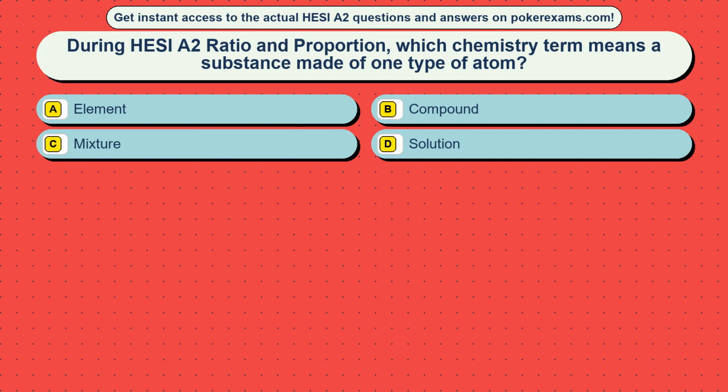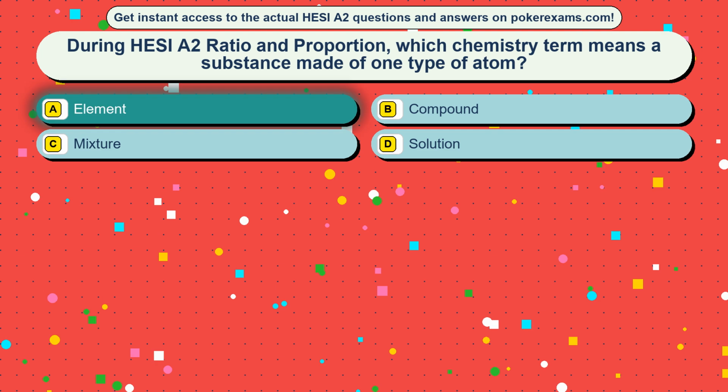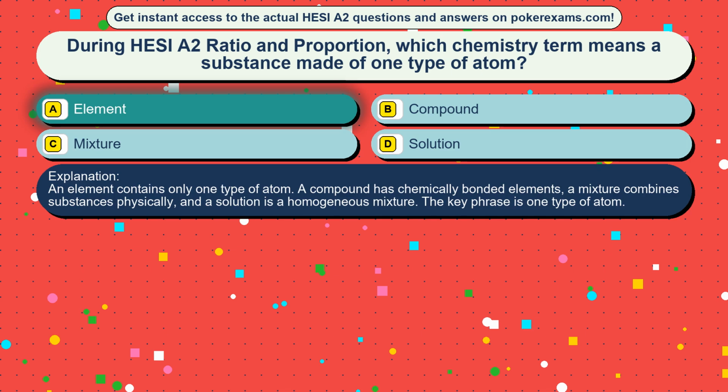Question 41. During HESI A2 ratio and proportion, which chemistry term means a substance made of one type of atom? Option A, element. Option B, compound. Option C, mixture. Option D, solution. The correct answer is option A, element. An element contains only one type of atom. A compound has chemically bonded elements, a mixture combines substances physically, and a solution is a homogeneous mixture. The key phrase is one type of atom.